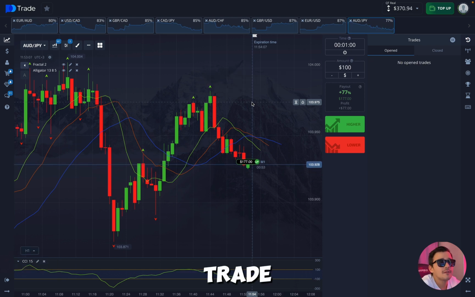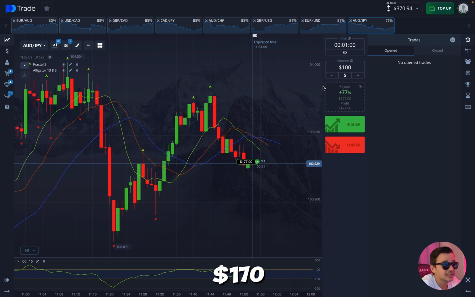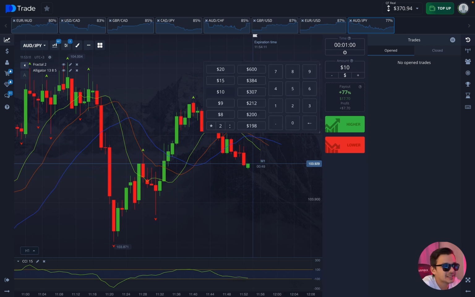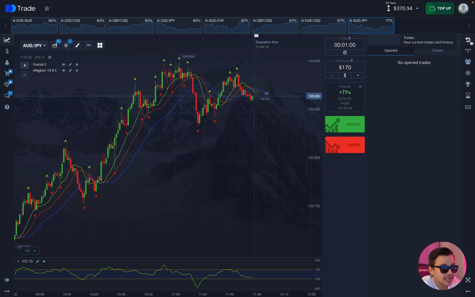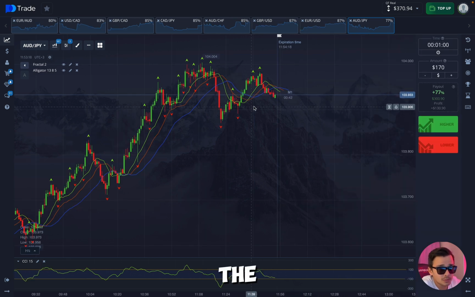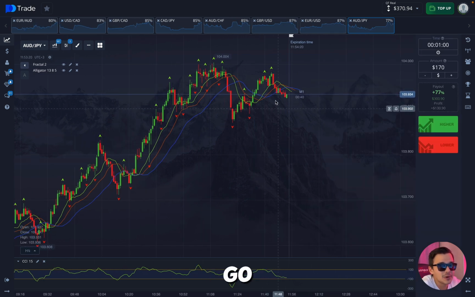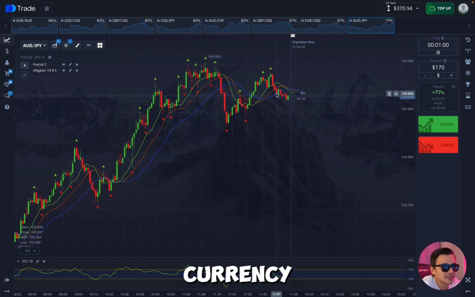Let's open a trade for $1,170. But soon it will be $1,000. Since the balance at the moment allows it, let's go ahead and I'll pick up the next currency pair.